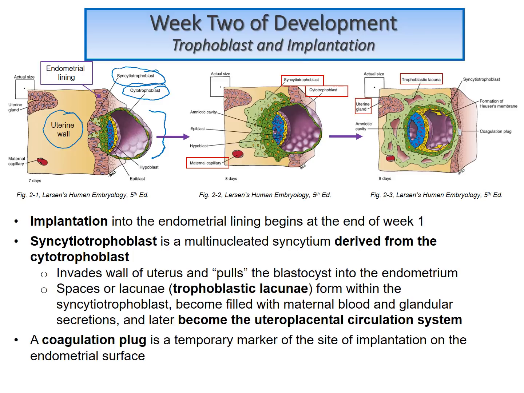This erosion process produces spaces or lacunae within the syncytiotrophoblast, which become filled with maternal blood and glandular secretions. These spaces eventually coalesce into lacunar networks that will become the uteroplacental circulation system. By day 9, the syncytiotrophoblast entirely encloses the blastocyst, and the embryo becomes fully implanted in the endometrium. The site of implantation is temporarily marked by a coagulation plug at the endometrial surface.